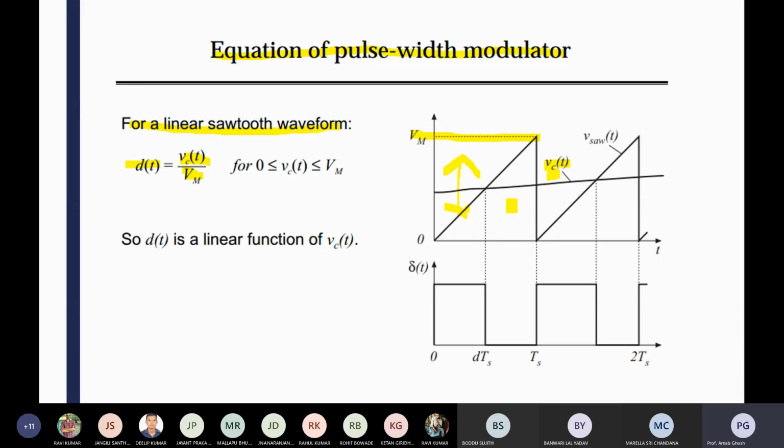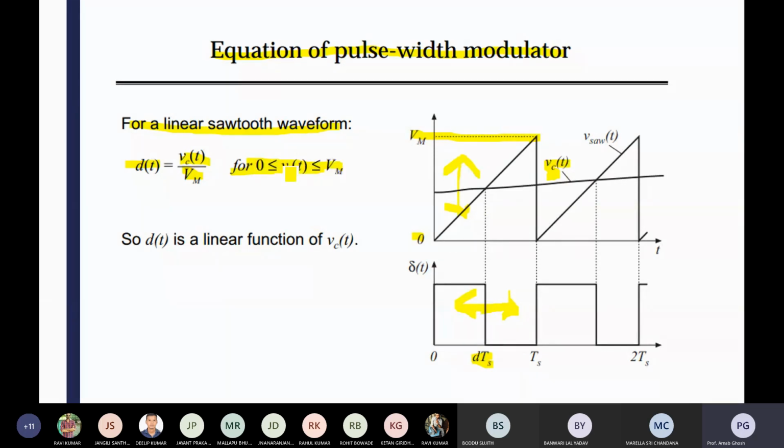If Vc moves upward, going up to Vm, the thickness of the pulse will change. The thickness will be more, and if it goes lower, the thickness will be less. So you can change the pulse width by changing your Vc level. If Vc goes high towards Vm, your pulse width will be more. If Vc goes to zero, your pulse width will be thin. I think you are able to understand. That's why Vc by Vm: the duty ratio is Vc by Vm, from 0 to Vm.